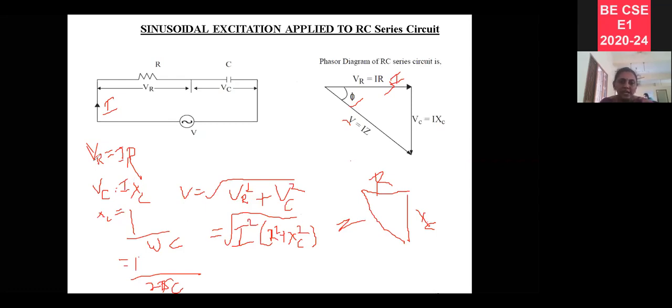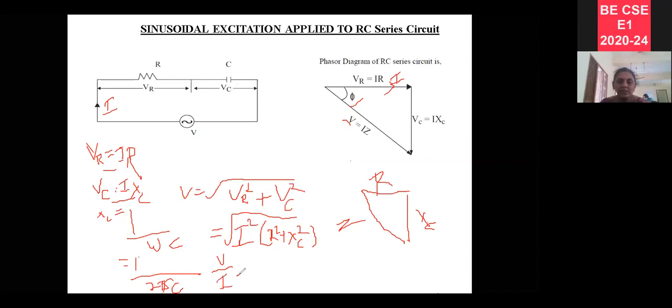Now see here, VR we know is equal to I into R and VC is equal to I into XC. So substituting both values and pulling out the current, we have square root of I square into R square plus XC square. Or V by I. I'm just taking the square root of the current, so I will write it as V by I.